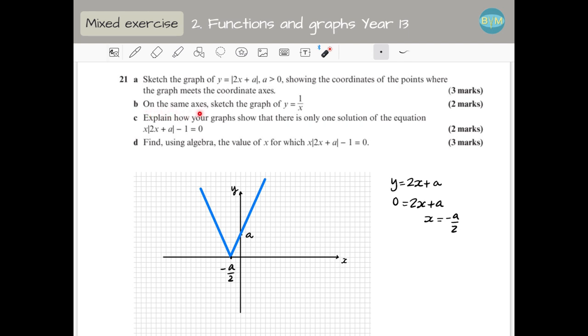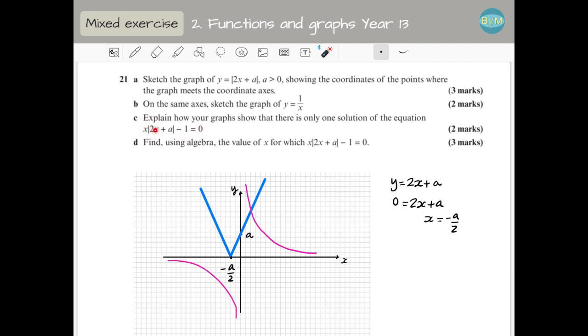Then on the same axes, sketch the graph of y equals 1 over x, which is a reciprocal graph. So we are going to represent another function. It's going to be in this quadrant and in this quadrant. Remember, it's 1 over x, so we know how to represent that. Explain how your graph shows that there is only one solution of this equation.